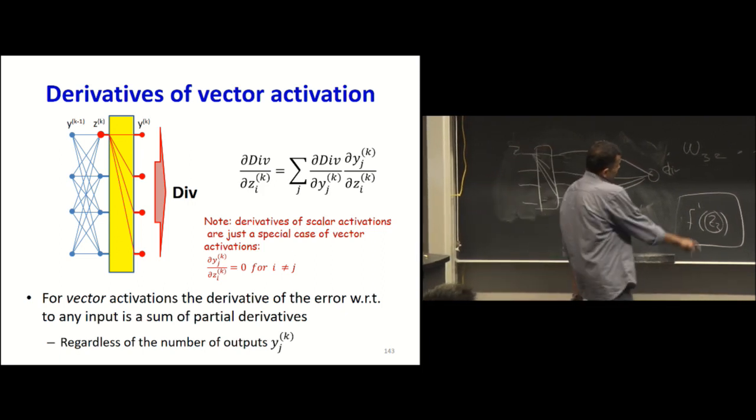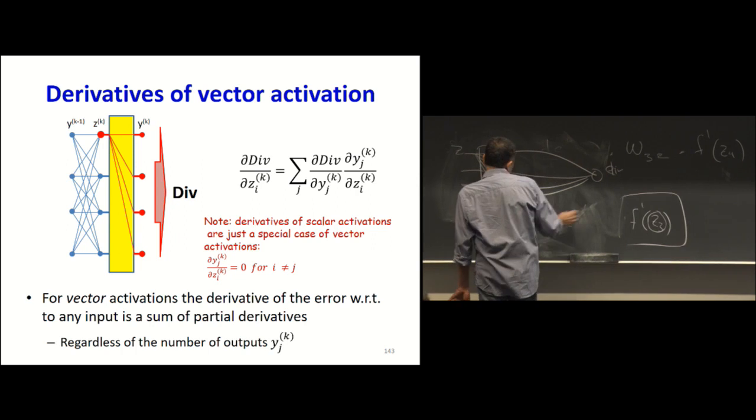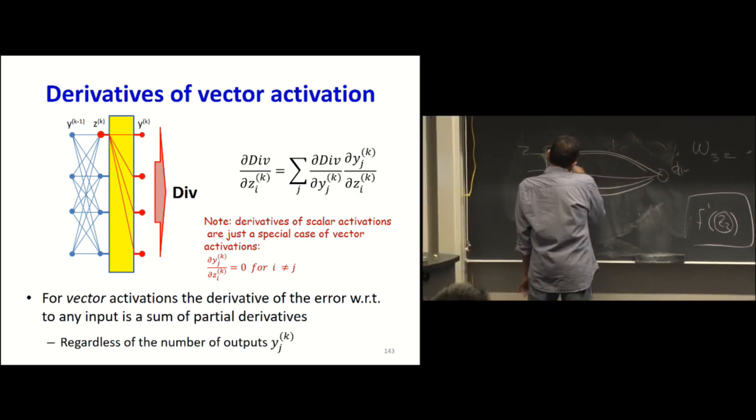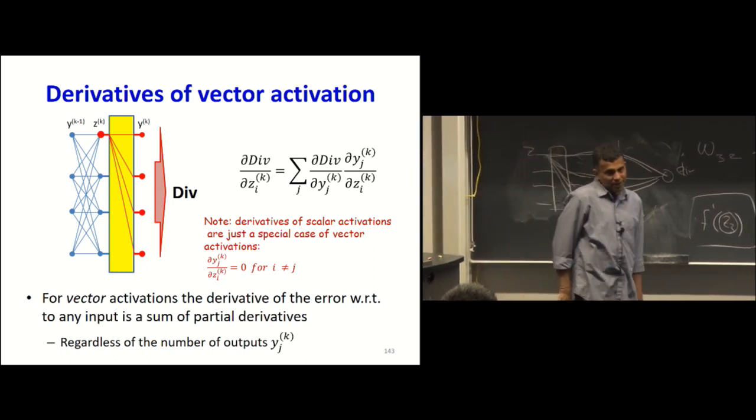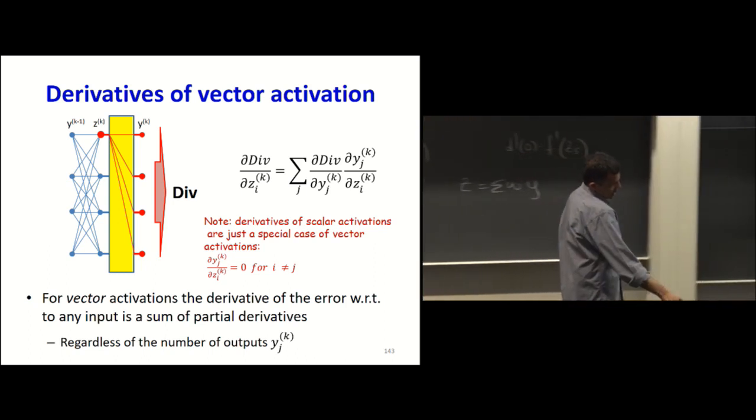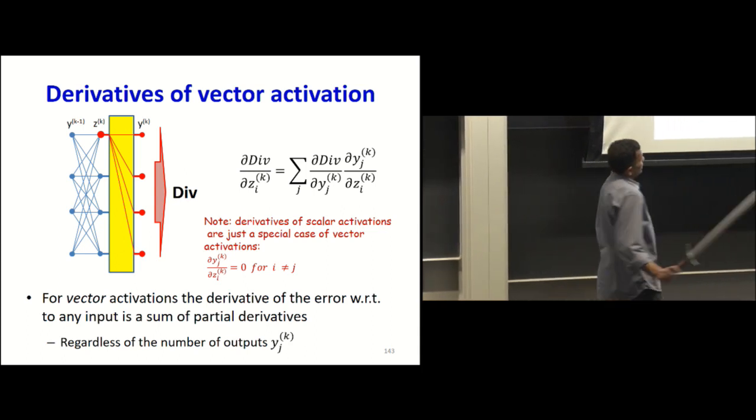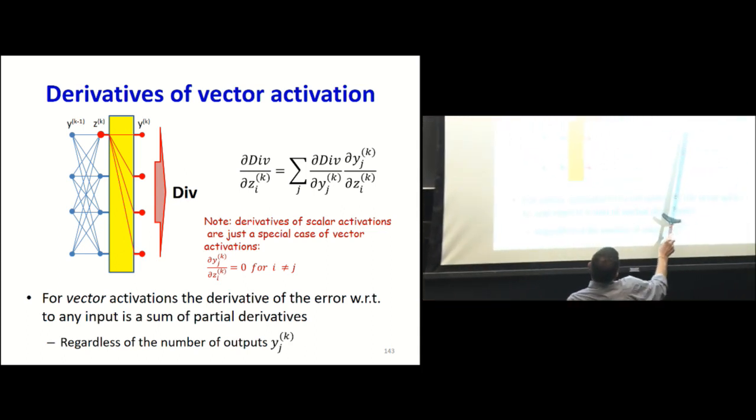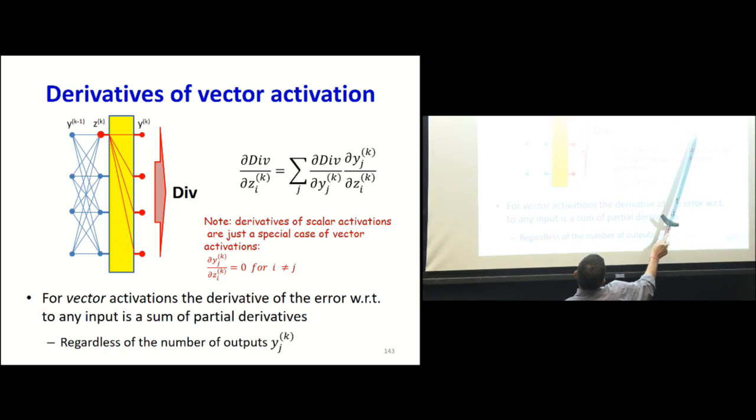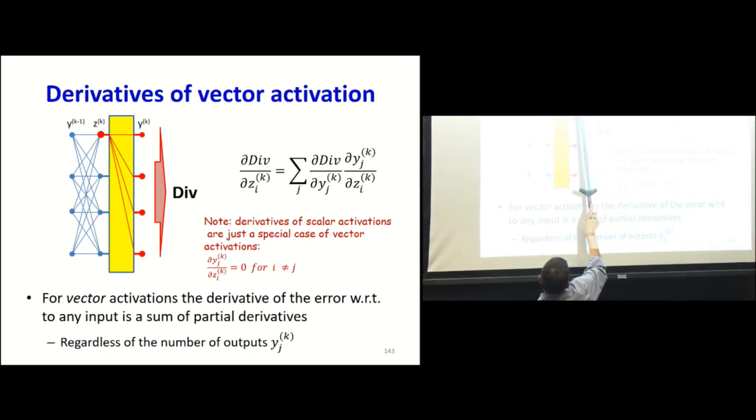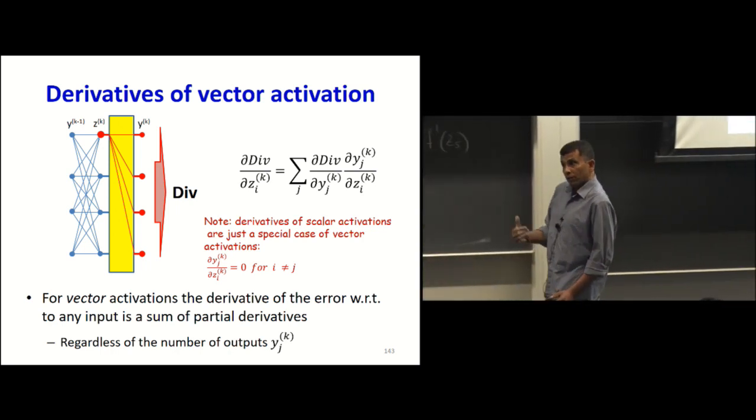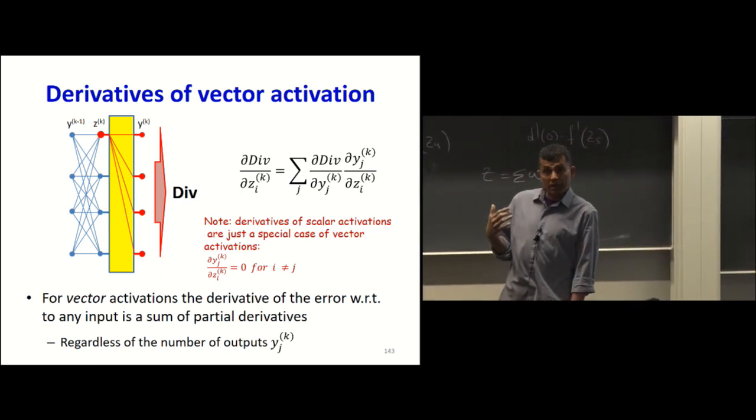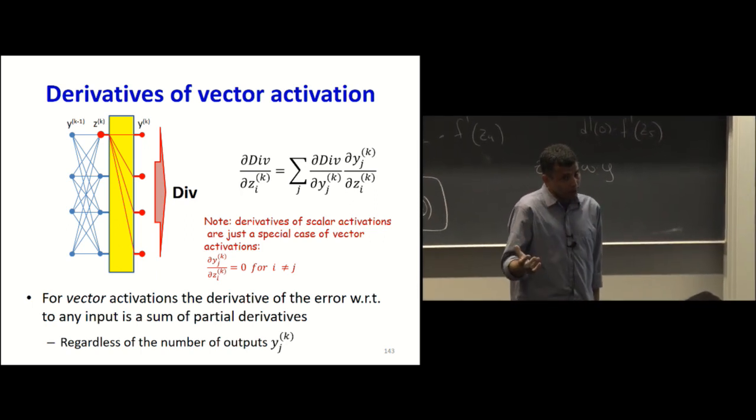So if I want to compute the derivative of this divergence with respect to the z, I have to follow all of these chains and sum over the lot, right? Which means that I have to get the derivative of, so I'm summing over all of these outputs, and the term I'm summing is the derivative of the divergence with respect to the y times the partial derivative of y with respect to z. But I must sum over all of the outputs. If I don't, my total final derivative is going to be wrong.